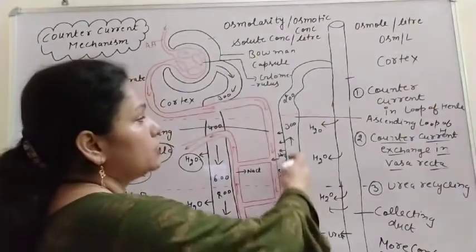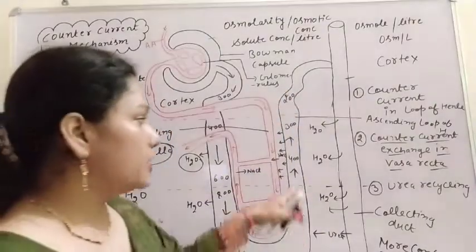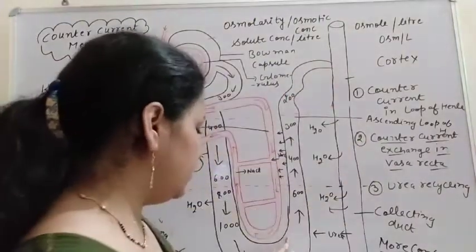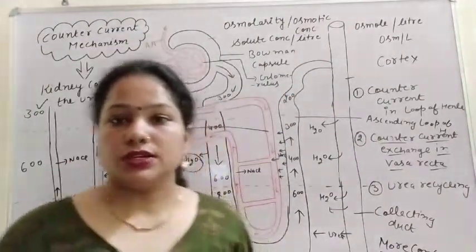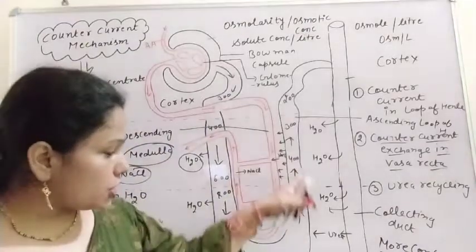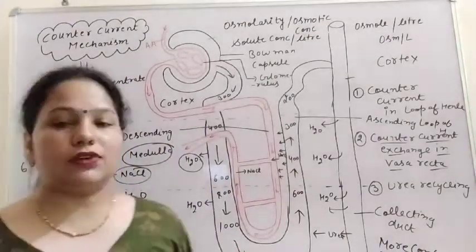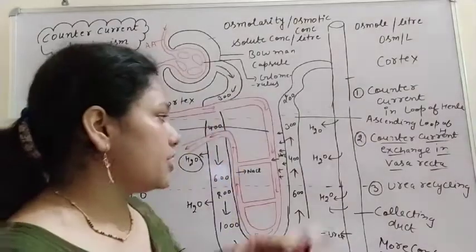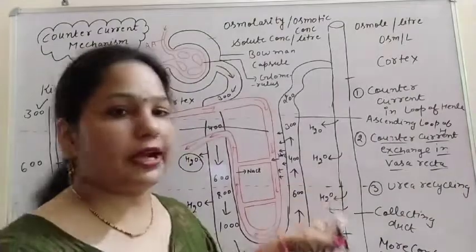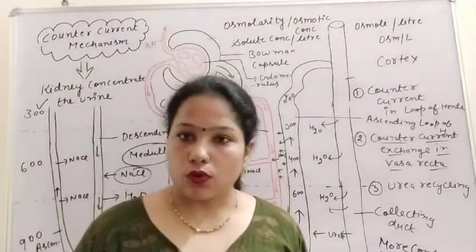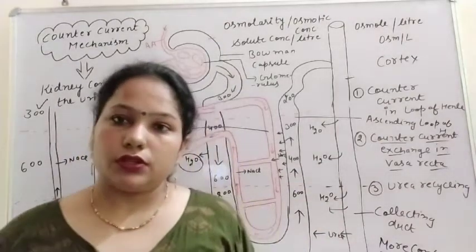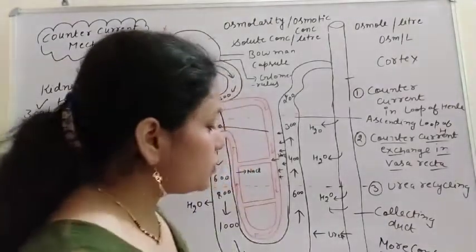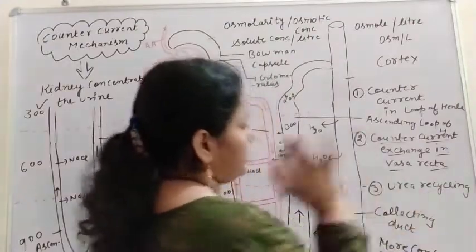Then again when the ascending loop of Henle comes into the cortex region, this osmolarity changes. And by the changing of this osmolarity, reabsorption of water takes place from the collecting duct, and finally what type of urine is produced? The concentrated urine is produced. Next thing is urea recycling.